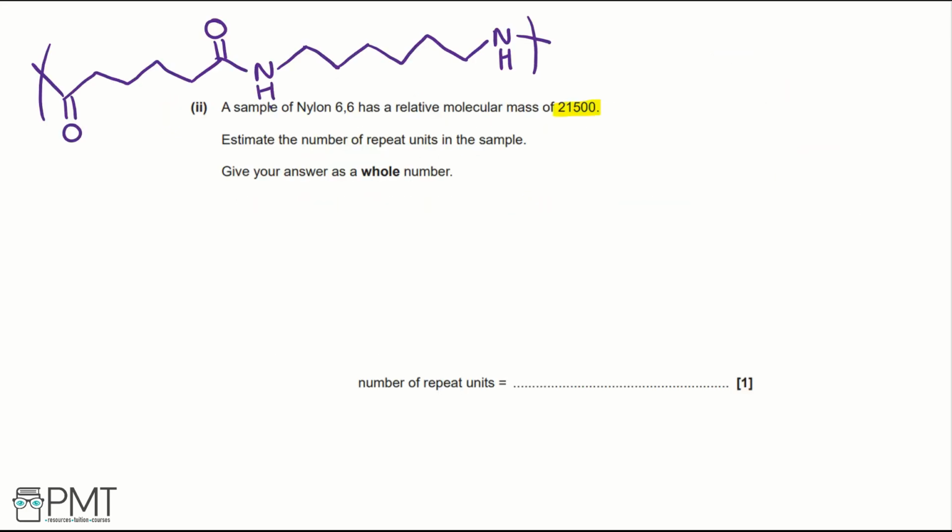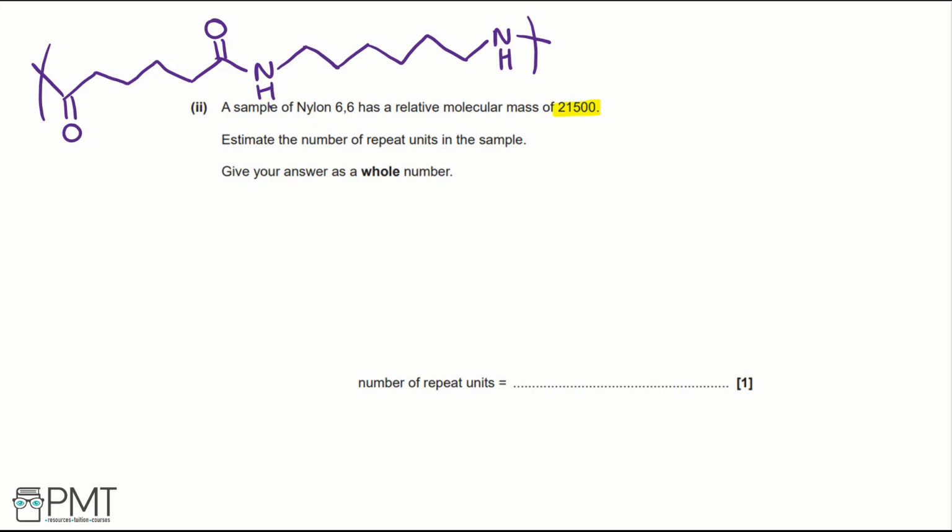Part 2. A sample of nylon 6,6 has a relative molecular mass of 21,500. Estimate the number of repeat units in the sample. Give your answer as a whole number. Well, we can first work out the relative formula mass of our nylon 6,6 repeat unit that we were given in the question or part above.